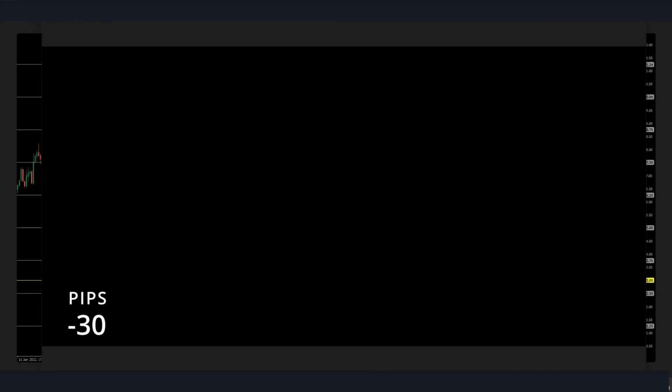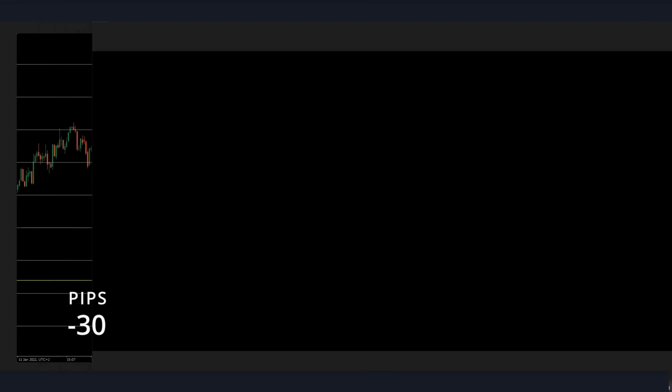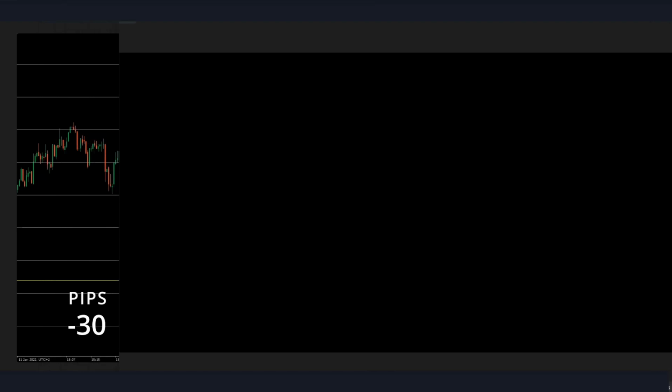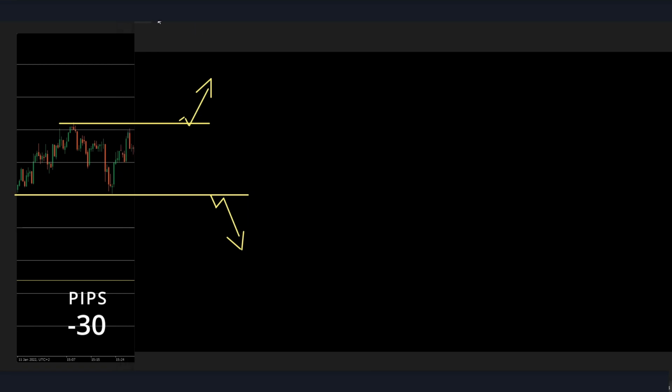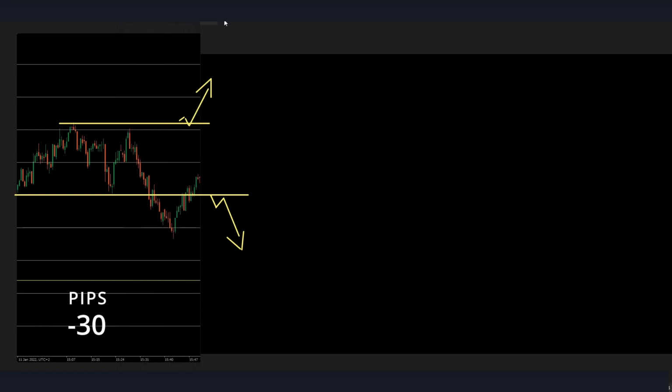11th of January, Tuesday, coming into New York. So far what we can see is these highs and these lows. What we would love to see is price breaking above or below. For example, here we would have a break and retest of these lows.